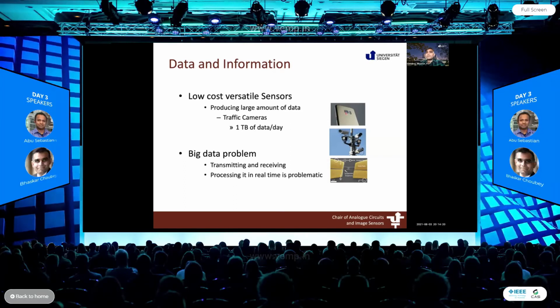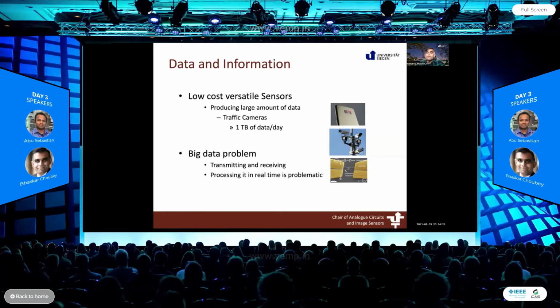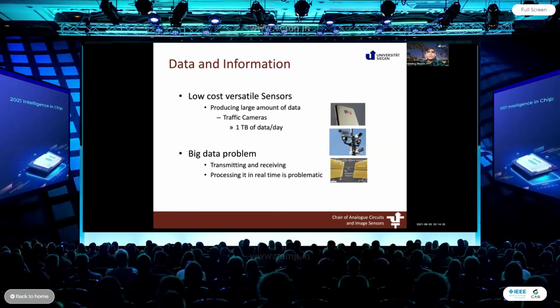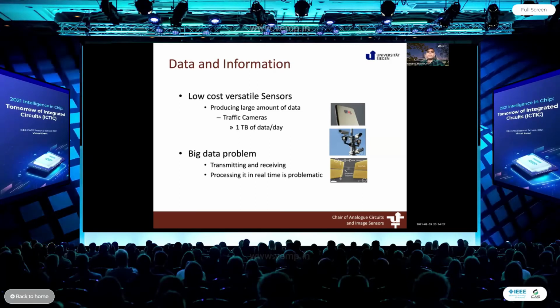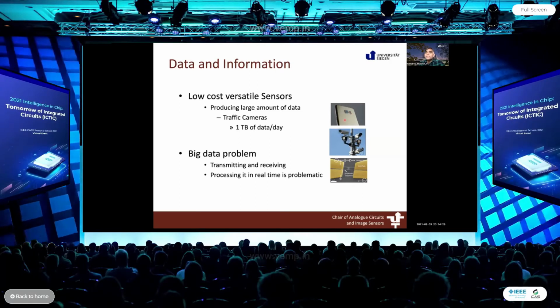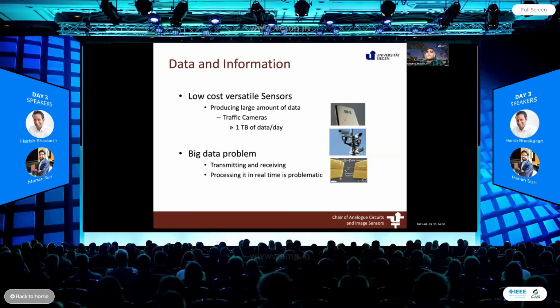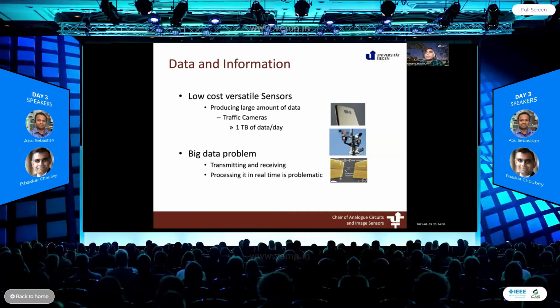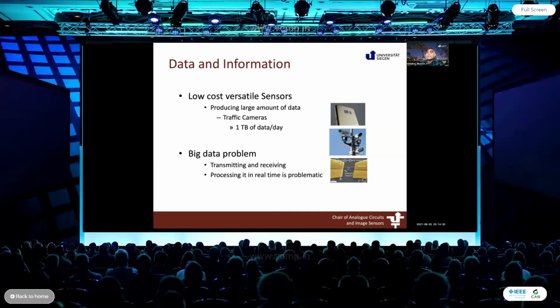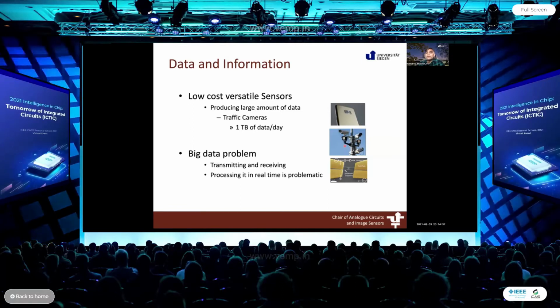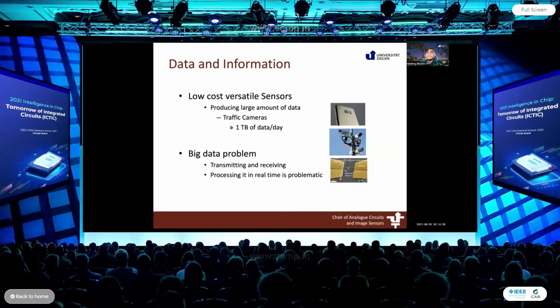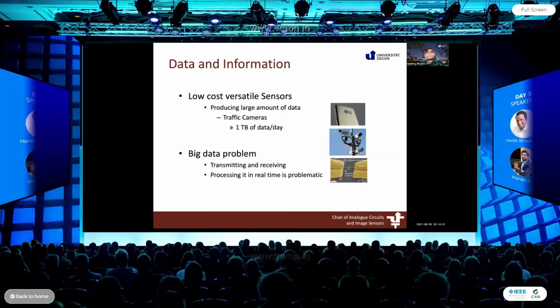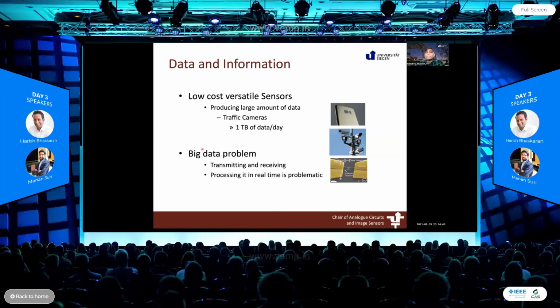All of you would have tons of sensors on your mobile phones. So there would be cameras, there would be gyroscopes, there would be audio instruments. And because of these low-cost sensors, we are producing a huge amount of data. Look at a traffic camera, it produces a terabyte of data a day, which is difficult to process, if not impossible, certainly not to do in real time. So it leads to the big data problem.